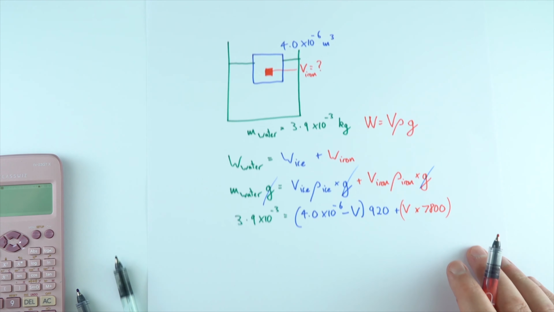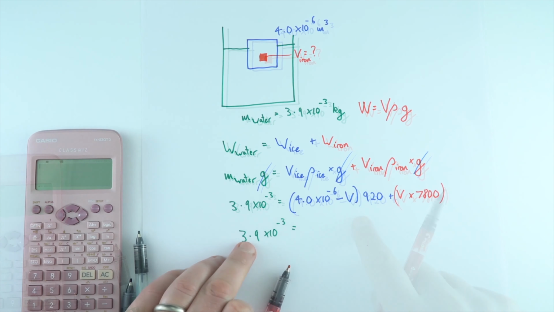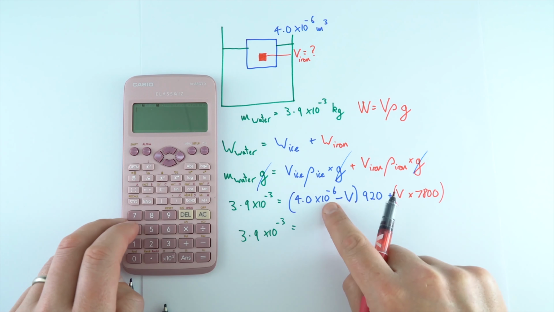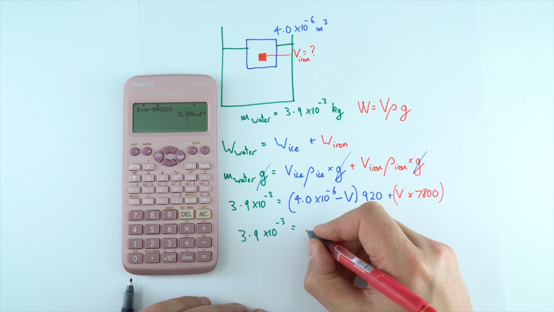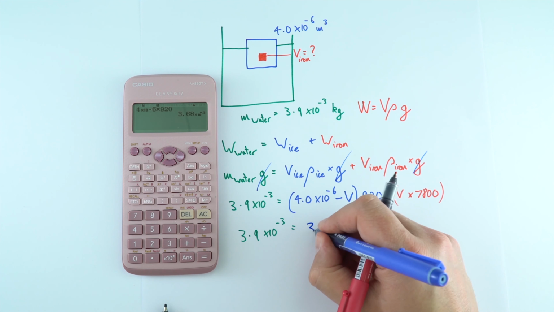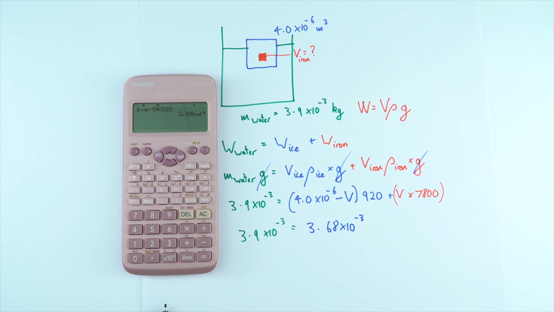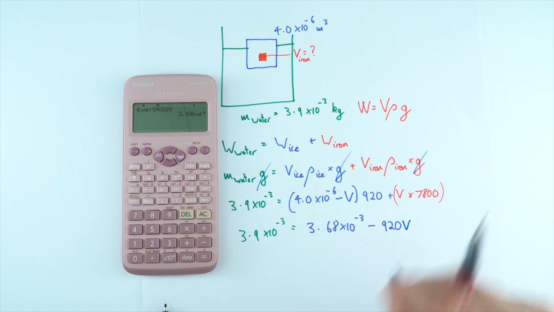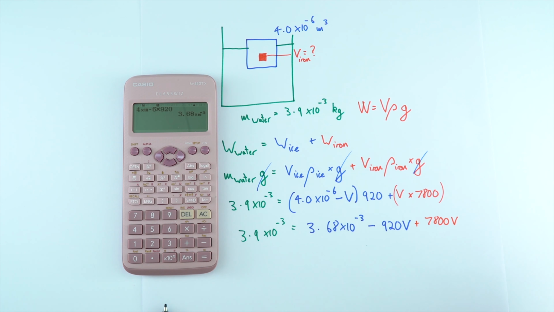So what we can then do is multiply through and get rid of the brackets. So the mass of the water is 3.9 times 10 to the minus 3. We're then going to do 4 times 10 to the minus 6 times 920, which is equal to 3.68 times 10 to the minus 3. Then we're going to take away 920 V, and we're going to add 7,800 V. Okay, hopefully that's all making sense so far.